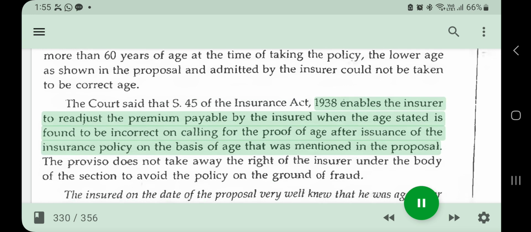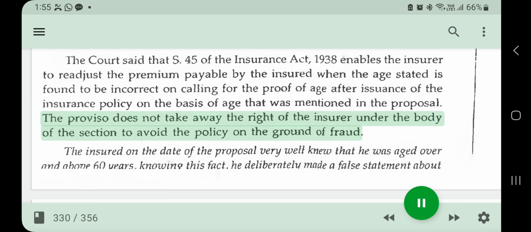Section 45 of the Insurance Act, 1938 enables the insurer to readjust the premium payable by the insured when the age stated is found to be incorrect on calling for the proof of age after issuance of the insurance policy on the basis of age that was mentioned in the proposal. The proviso does not take away the right of the insurer under the body of the section to avoid the policy on the ground of fraud.